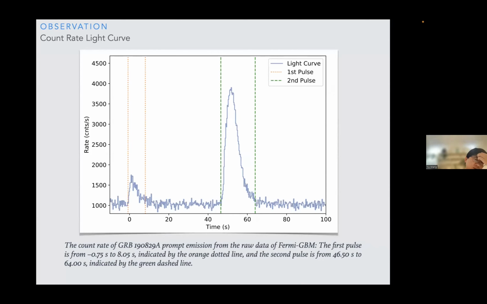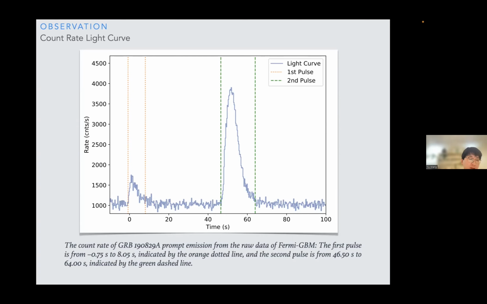This GRB 190829A is the fourth closest long burst to date. Its redshift is 0.08, so it's less than 0.1, very close by. Because it's so close, it underwent one of the most extensive observation campaigns, including Fermi and Swift for the keV and MeV observations, and a lot of satellites and telescopes like GTC and ground-based ones for optical and infrared observation, and especially HESS, which observed TeV ultra-high-energy photons.